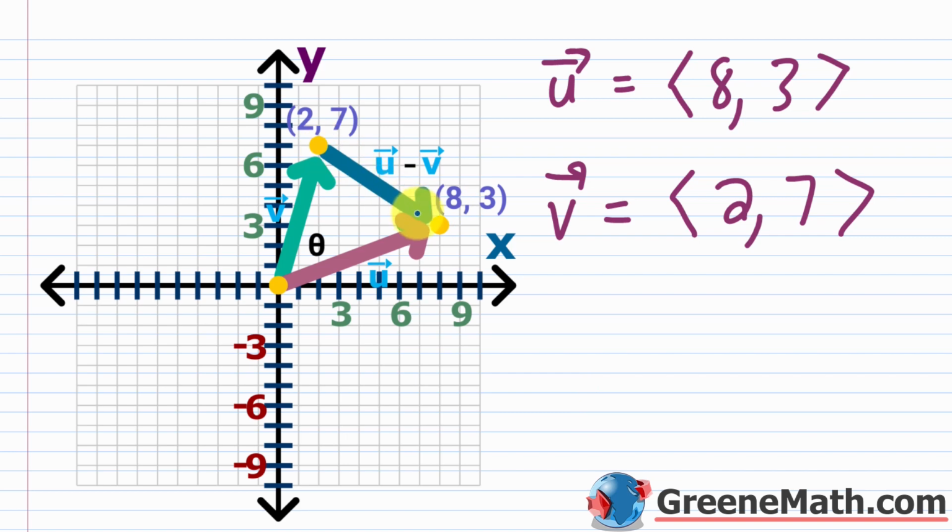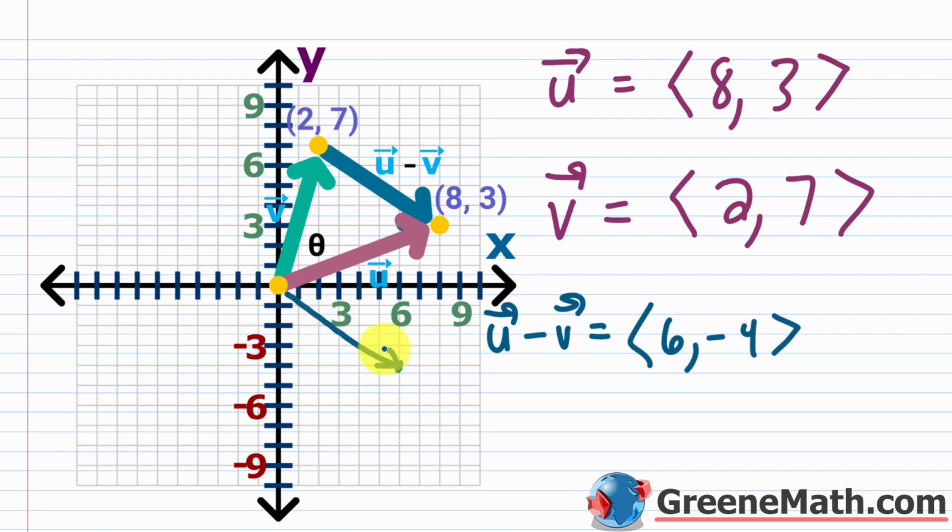You'll see that this vector here is denoted with the vector u minus the vector v. So if I had the vector u minus the vector v, that would be what? Well, I would subtract 8 minus 2, that would give me 6, and then 3 minus 7, that would give me negative 4. Okay, so this 6, negative 4 here, as a terminal point, if I started at the origin, would look something like this. So I'd go 6 units to the right, and then 4 units down, and I would sketch this as something like that.